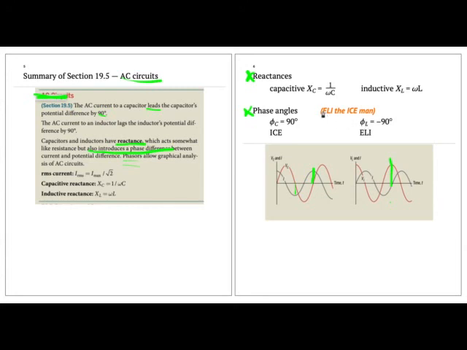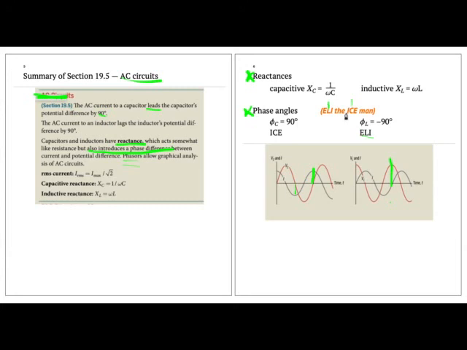Electrical engineers remember these facts with the mnemonic ELI the ICEman. ELI the ICEman. For an inductor, that's L, the EMF is ahead of the current, or the current is behind the EMF. In other words, the current lags behind the EMF. That's ELI. ELI the ICEman. Well, for a capacitor, the voltage comes after the current.